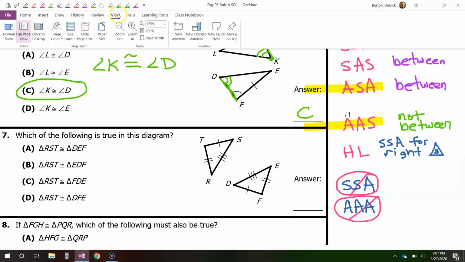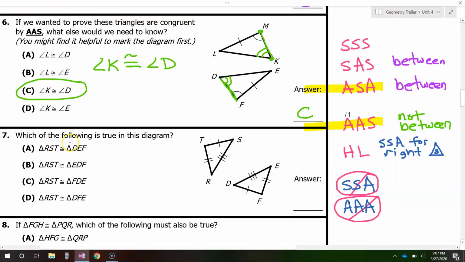Okay, look at number 7. Which of the following is true for this particular diagram? Okay, well, all of the options start off with triangle RST. So I'm just going to sort of redo this for a second. So triangle RST is congruent to triangle. Okay, R. Let's see what matches with R. Well, here's R.